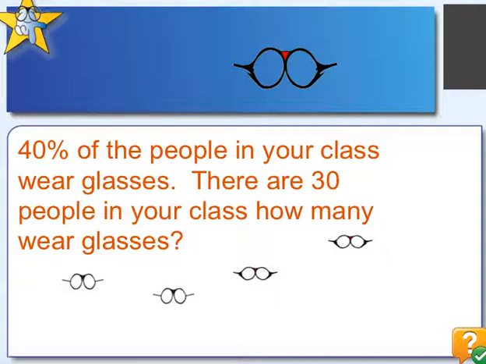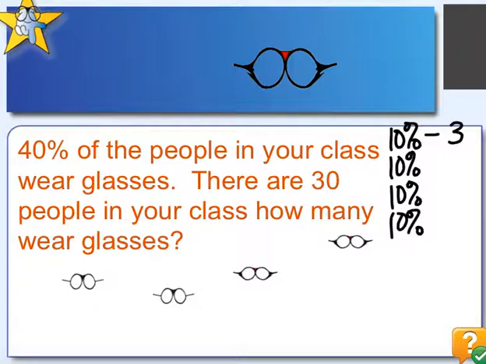Another way, though, is figuring out 10% of our whole. Okay, since we have 40%, I would need 4 of those 10s to get there. So what I'm saying is, if I have 30 as my whole, what is 10%? Well, 10% of 30 is just 3. So if I have 4 of those, so another 10%, another 10%, another 10%, that means that I'm going to have 4 3s to get there. So I have a total of 12 people that wear glasses.